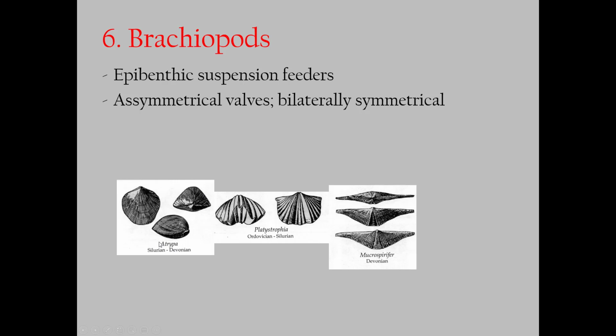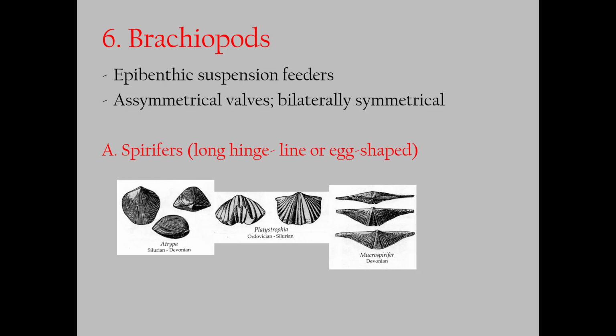So here is a Devonian brachiopod named Atropa, and if you were to cut Atropa down the center, it'd be symmetrical. But if you looked at this shell or valve as opposed to the other one, you can see that one valve is much larger than the other one. Lots of the rocks around Rochester contain brachiopods, especially this group of brachiopods.